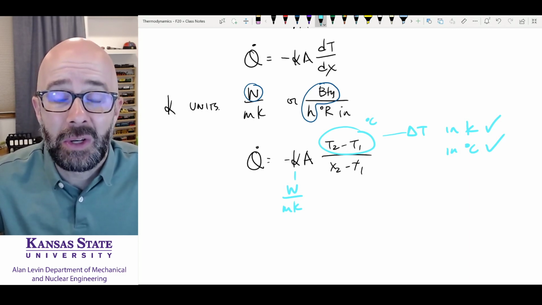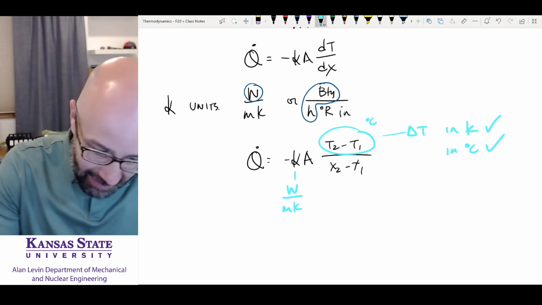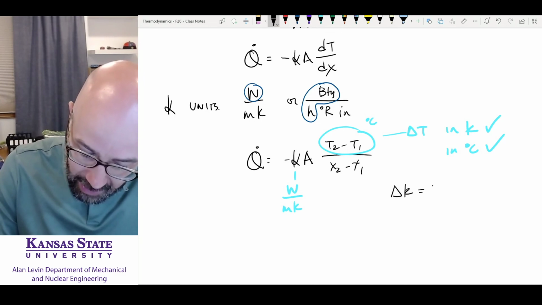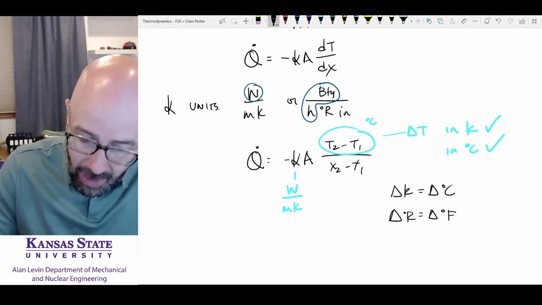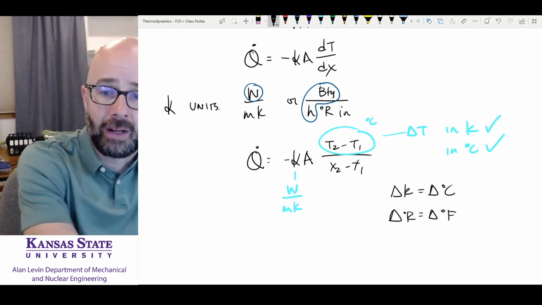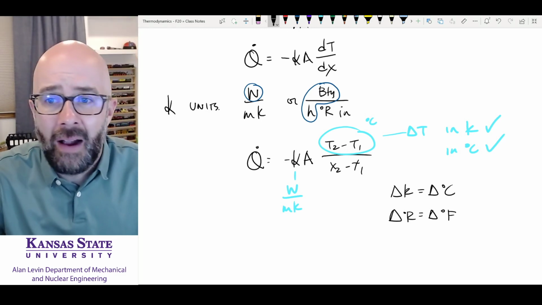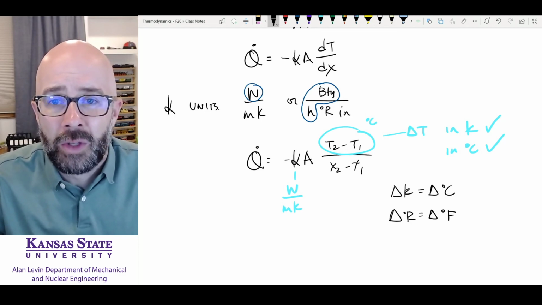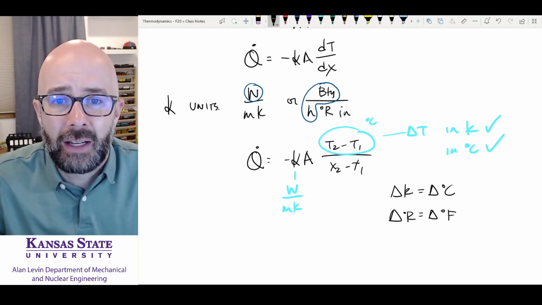So if you understand, let me say this again and write this down, that delta K is equal to delta C, and that delta degree Rankine is equal to delta degree Fahrenheit, you can save some time on an exam. Again, we're going to practice plugging and chugging here, and then you'll be good to go. So that is our first thing, our conduction equation.